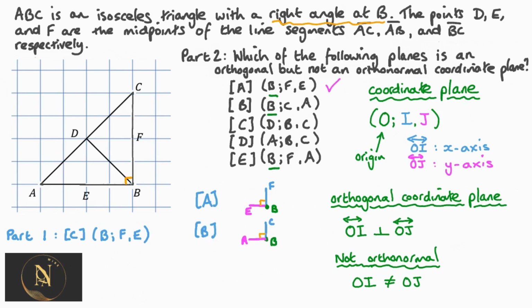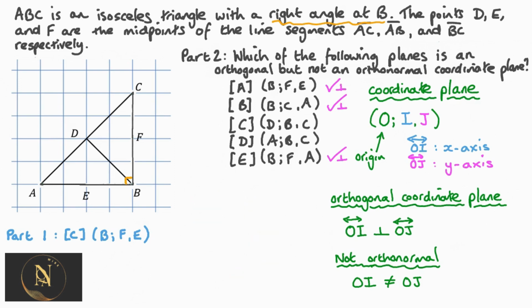Option B has axes BC and BA, and these are perpendicular, so option B satisfies the first criteria. And option E has axes BF and BA. These also are perpendicular, so our first condition of perpendicularity is satisfied for option E also.